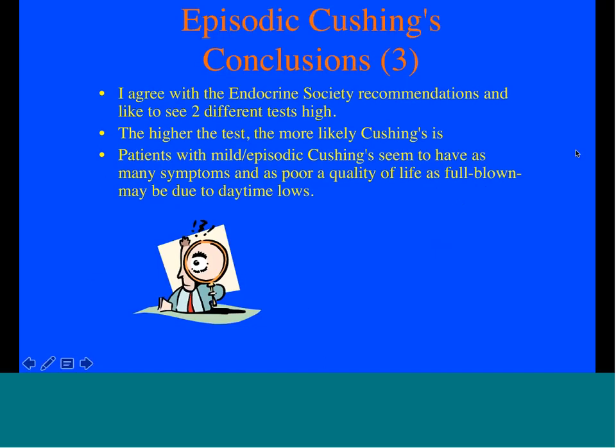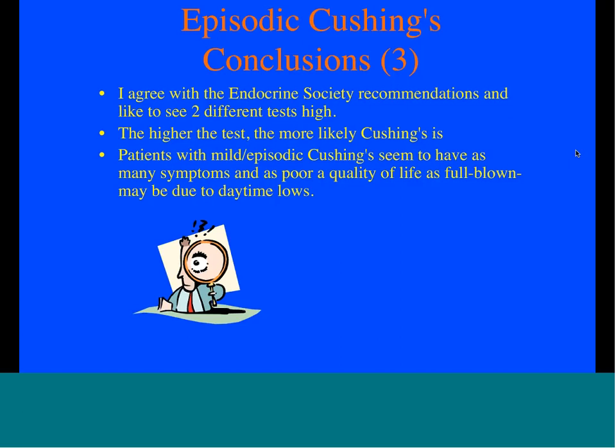And I agree with the Anderson side of recommendations. I like to see two different high tests. The higher the test, the more likely Cushing's is. And patients with mild or episodic Cushing's seem to have as many symptoms and as poor a quality of life as those with full-blown Cushing's. And this may be due to having lows during the day and highs at night.